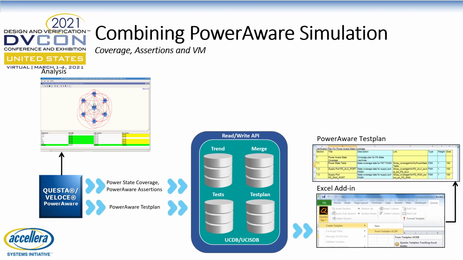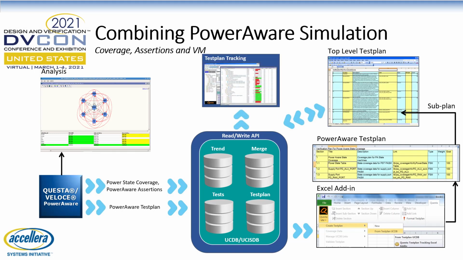And we can also auto-generate a power-aware test plan based on your UPF description. And this also gets put into the UCDB like our other test plans. From there, it's a straightforward step to convert that into a standard test plan format using our Excel add-in for test plan editing. And you can insert that into your top-level test plan, so now your power-aware test criteria are embedded, managed, and tracked along with all the other elements of your original test plan.